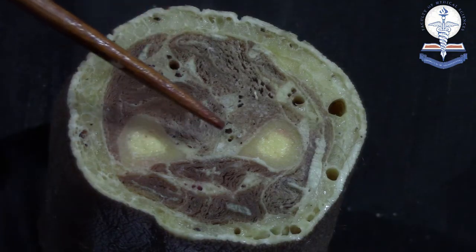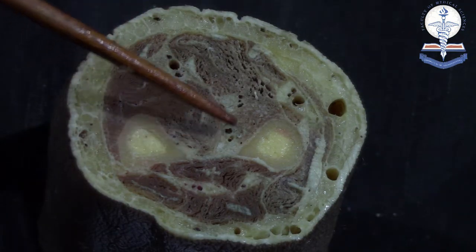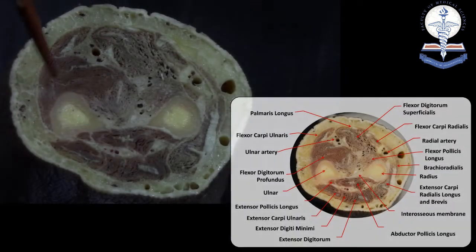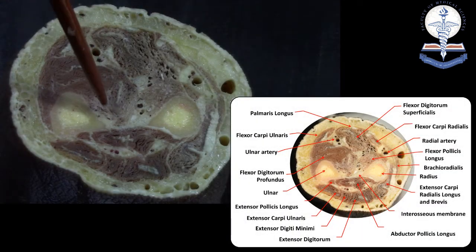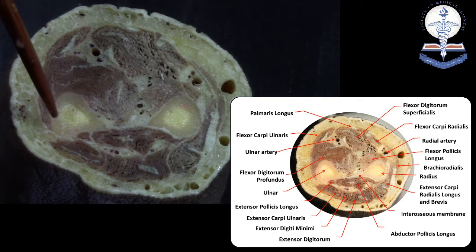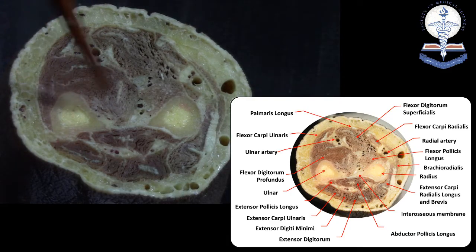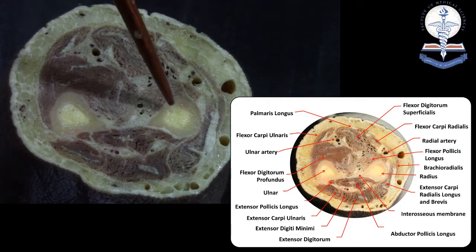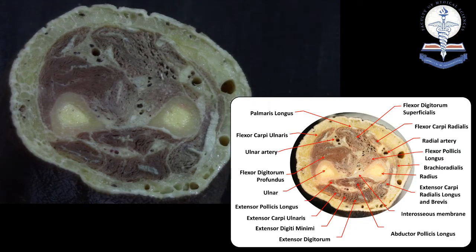So the cardinal identifying feature is this flexor digitorum profundus muscle. This flexor digitorum profundus muscle is covering almost the anterior aspect of your ulna and reaching almost half of the ulna towards the posterior aspect. So this is your ulna bone. Since this is the ulna, this should be your radius. So now let's try to identify the anterior aspect of your forearm muscles.